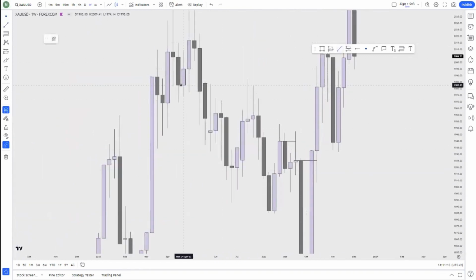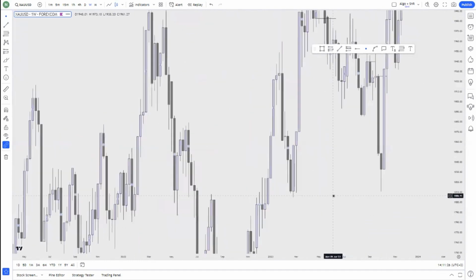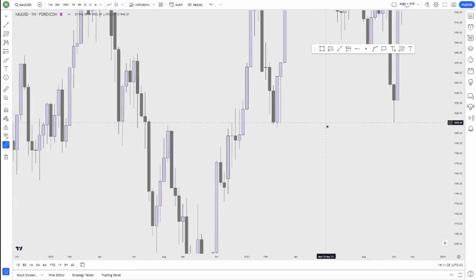Then again right here. So let's just say that there was no reaction right here and so forth. The market just closes below this support without giving us a reaction. Then you see that here this support becomes a resistance to the downside. So it's very clear.